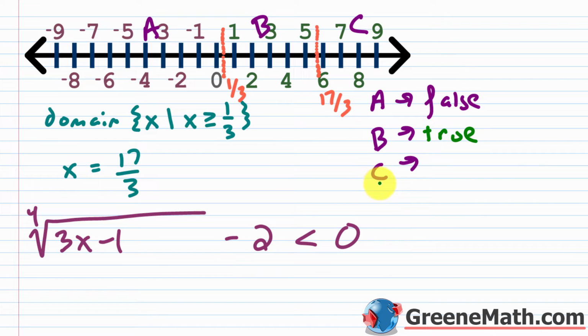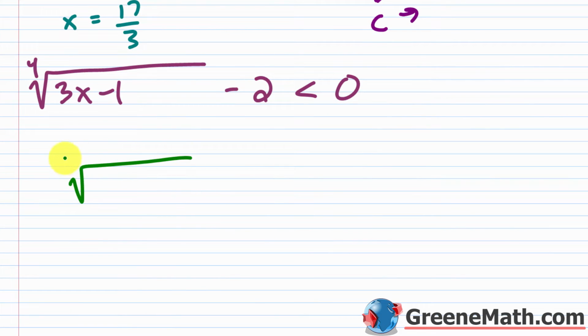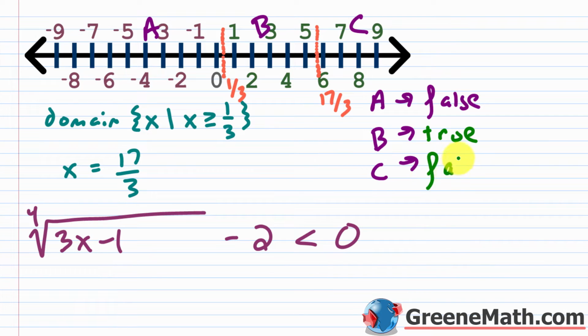And then for region C, let's just pick 6. So we'll have the fourth root of 3 times 6 is 18. 18 minus 1 is 17, so the fourth root of 17, then minus 2, and this should be less than 0. Now, again, without pulling out my calculator, I know that the fourth root of 16 is 2, and 2 minus 2 would be 0. So the fourth root of 17 is going to be larger than 2. So basically, this left-hand side here is going to be a positive value, and a positive is never less than 0. So this is going to be a false statement. So let's come back up here and say that this is false.